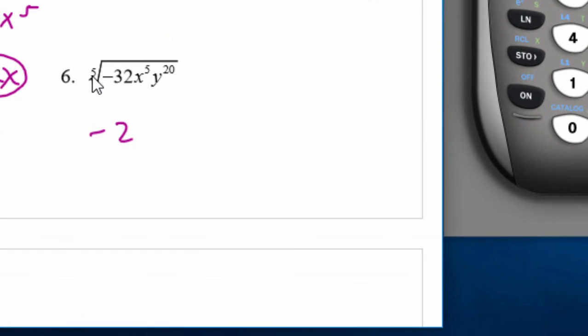Okay, so now my groups have to be of 5. So I have 5 x's. The 5th root of x to the 5th is x. For every 5 x's that are under the radical, in the radicand, when you take the 5th root, 1 x comes out, right? Okay, I have 20 y's. I need to group them in groups of 5 y's, right? So how many groups can I make out of 20? I can make 4. So the 5th root of y to the 20th is y to the 4th.